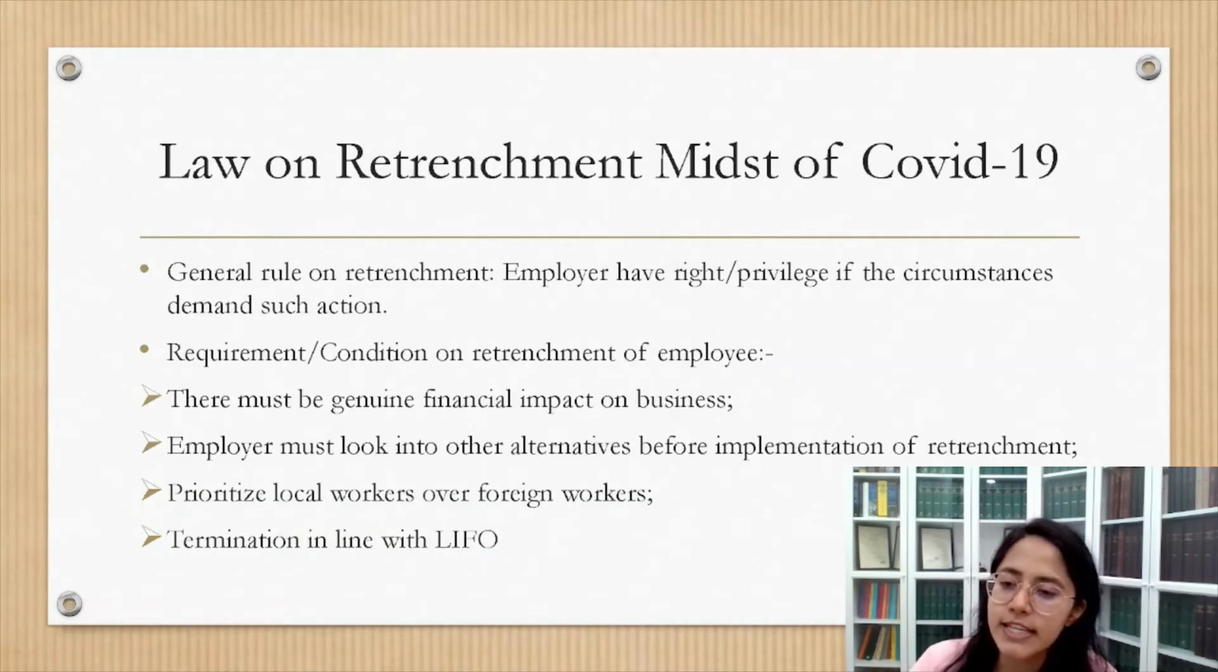Okay, if these other options do not work, then the employer can still terminate the contract of employment, provided that when it involves local staff or Malaysian workers, the employer must prioritize local workers over foreign workers. But when it involves local staff, then the employer needs to adhere to the principle of last in first out. So basically this principle has been adopted by many companies, many business organizations, and this is also accepted in many leading cases.